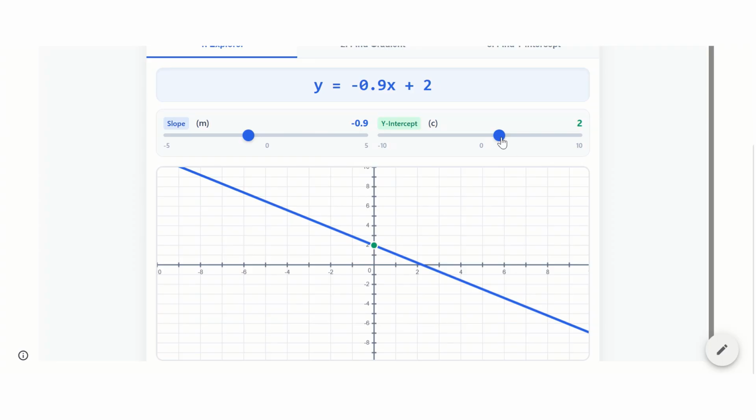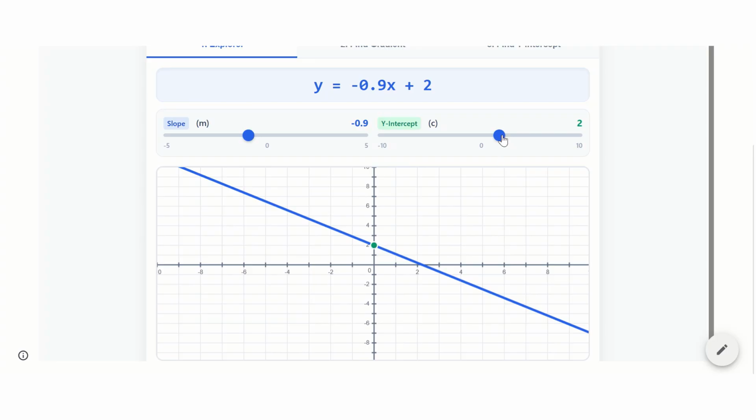Currently, the y-intercept value is 2, this value 2 here. Can you see this 2 on the y-axis? The vertical line is your y-axis, and the horizontal line is your x-axis. So the y-intercept value is the value you find on the y-axis where the line intercepts. Currently, this line intercepts the y-axis at 2, so the y-intercept value is 2.